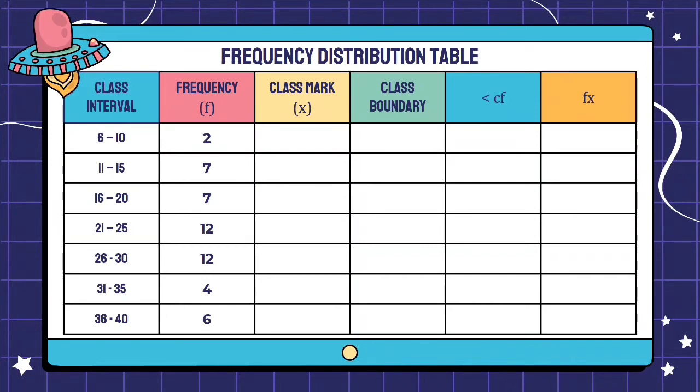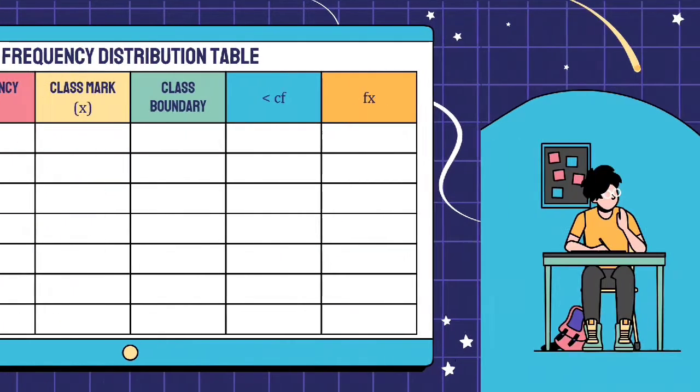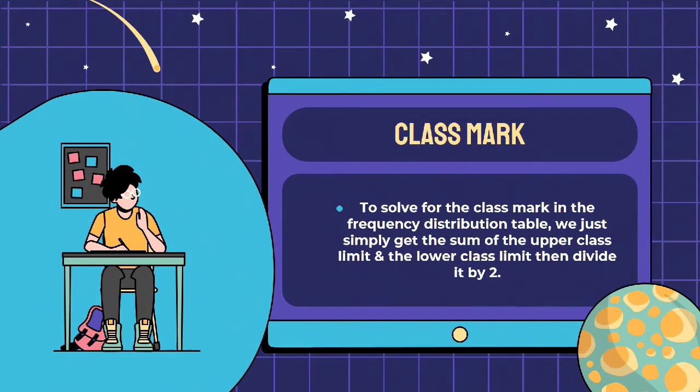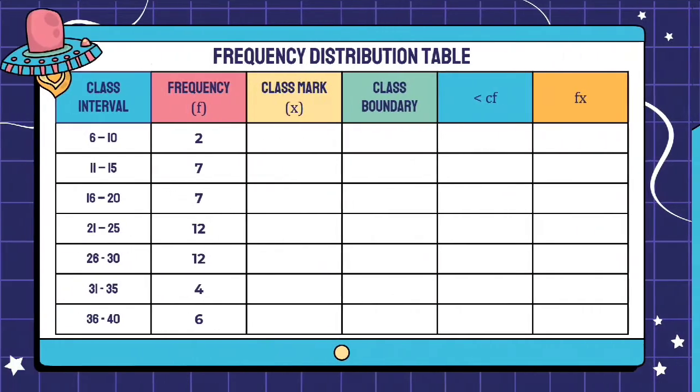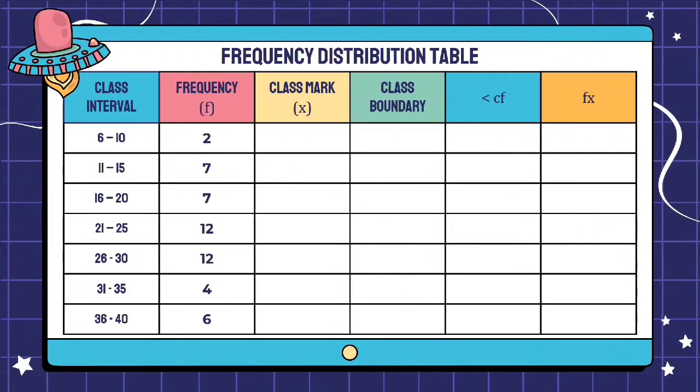Now that we are done with the frequency, let's hop into class marks. To solve for the class mark in the frequency distribution table, we just simply get the sum of the upper class limit and the lower class limit, then divide it by 2. In short, it's the midpoint. So on our first class interval, which is from 6 to 10, we solve for the sum of 6 and 10, then divide it by 2, and we will get 8, which is the midpoint from 6 to 10. Same goes with the rest of the classes.